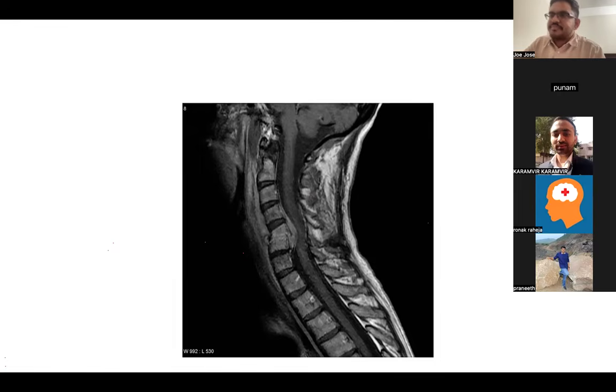What are the most common causes of spinal cord compression? The most common cause would be metastatic disease. Okay. So what malignancies will you see?